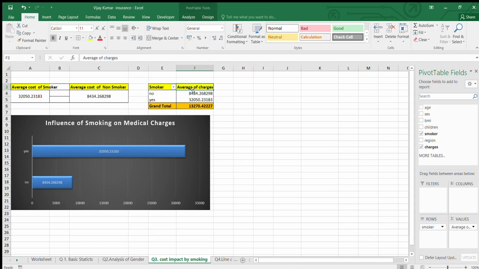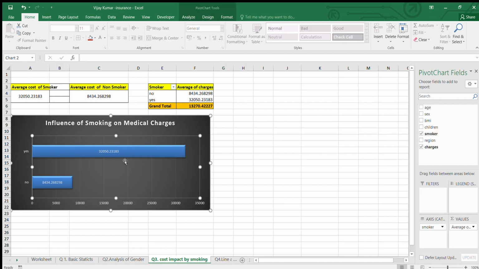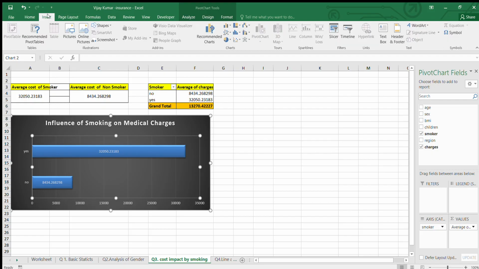This is the pivot table. In this pivot table, the average of the charges for a smoker is higher as compared to the non-smoker. Around 32,050 rupees is the average charges for a smoker, and 8,434 for a non-smoker. So here is the chart.